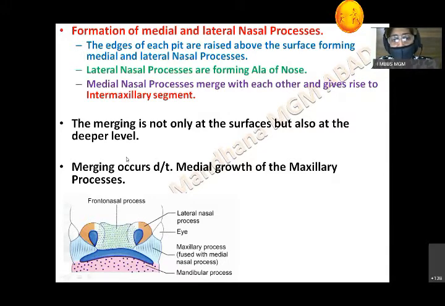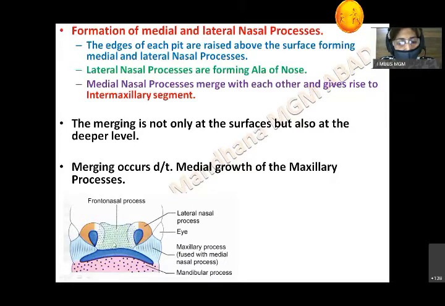So at a deeper level also the fusion occurs, and this merging occurs. Why? Because these medial nasal processes might be coming close together. How do they come close together? Because of the development of the maxilla. The maxilla grows, and it first fuses with the lateral nasal process.